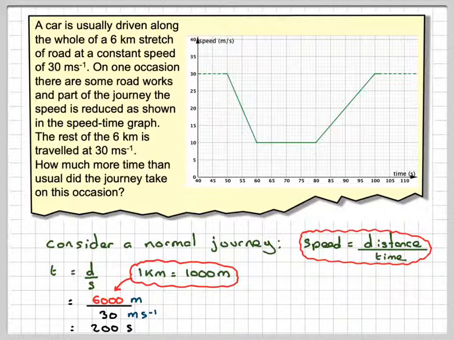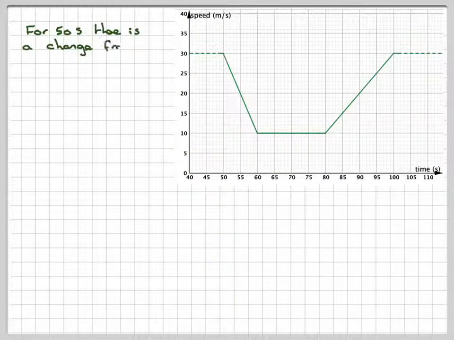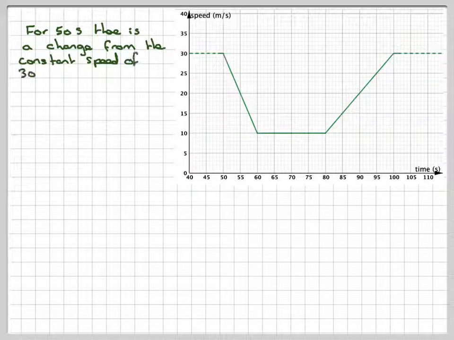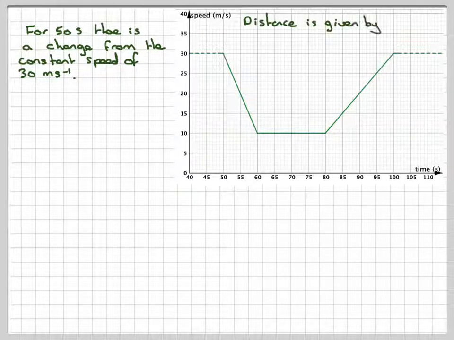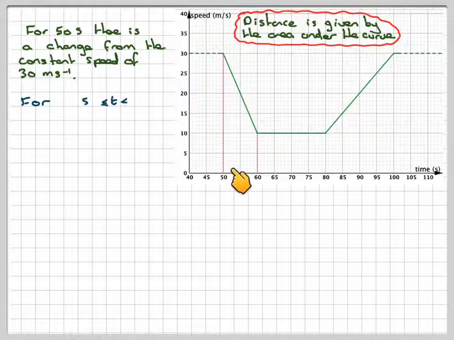All right, now we're going to work out the time taken when we have this change of speed given in the graph, which is for 50 seconds, because it goes from 50 to 100, so it's a time period of 50 seconds. So we're going to work out the distance that this represents. For these 50 seconds there is a change from the constant speed of 30 metres per second. We know that distance on a speed time graph is the area under the graph. So if we split it up, we've got a trapezium.